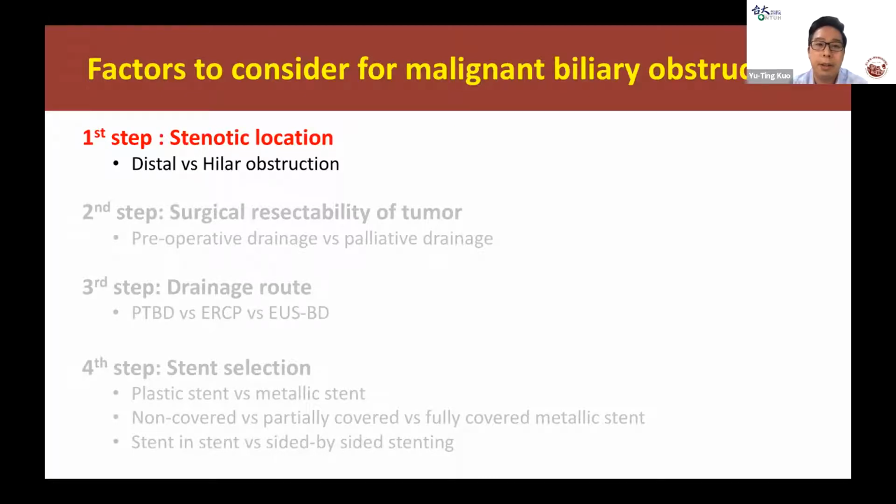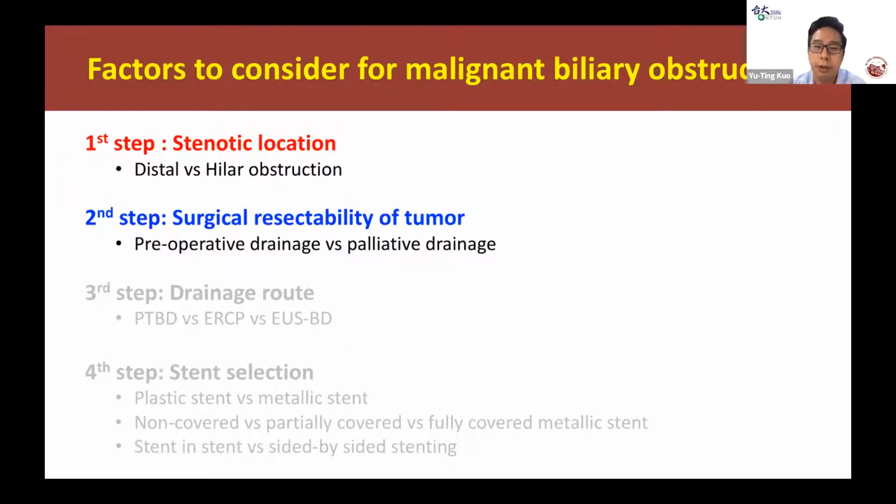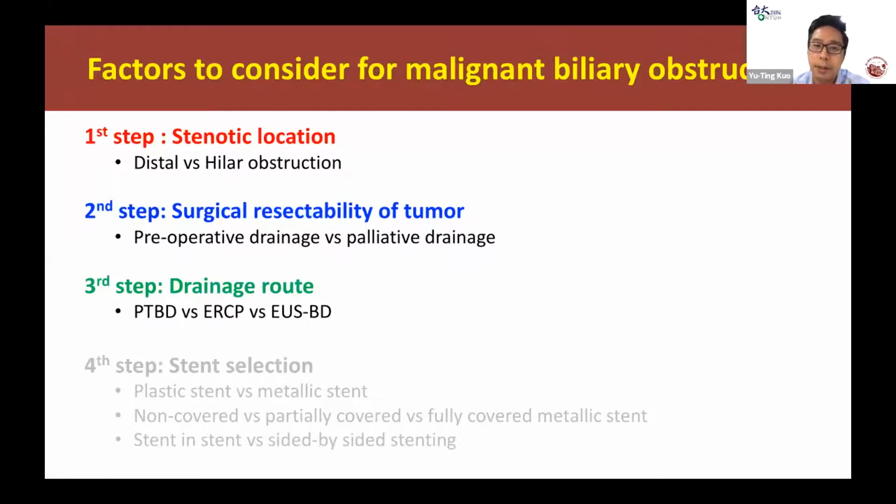I will summarize this in this slide. The first step, we need to make sure the stenosis location is a distal part or hilar obstruction. And then you need to evaluate whether the patient's current disease status allows operation or only palliative drainage. And the third step, which kind of drainage route is better for this patient? Is it percutaneous or ERCP with internal drainage?